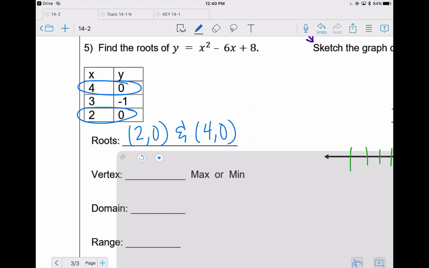Now, can we make a connection back to the table, where my y's equal 0 is the same place where my roots are? Well, yes, I can, because remember, roots mean x-intercept. X-intercept means a number for x, 0 for y, and we can see that in the table.